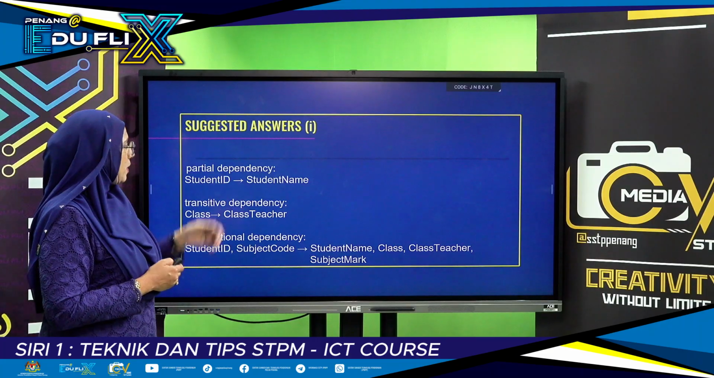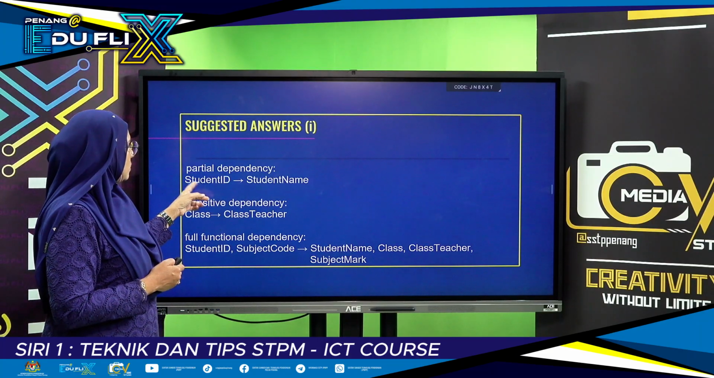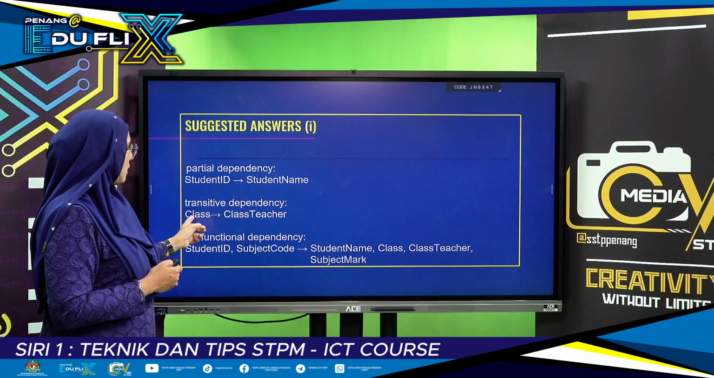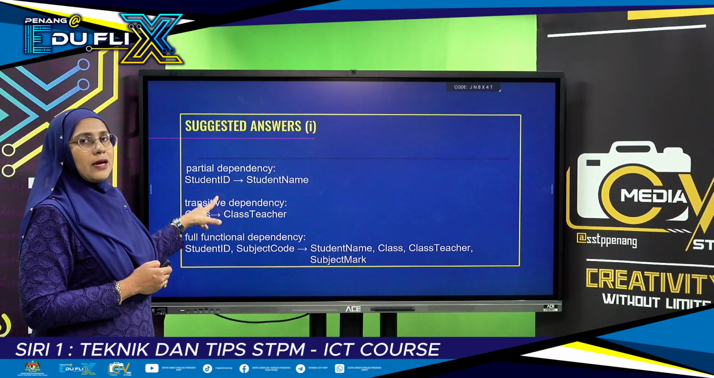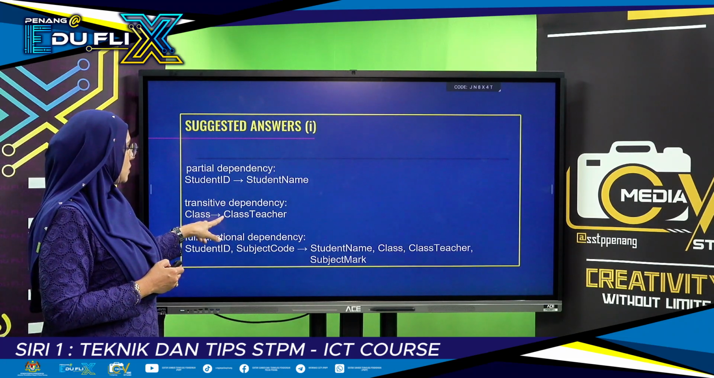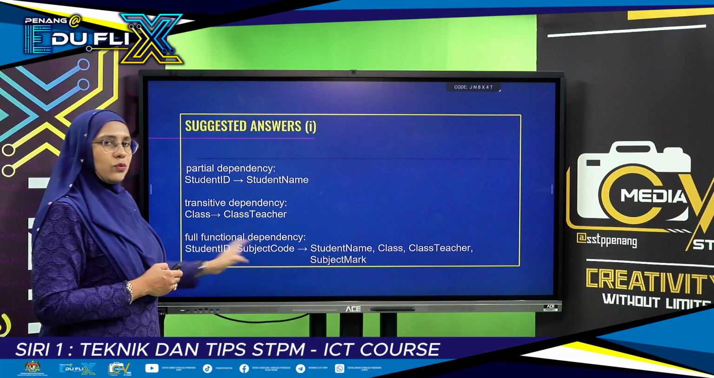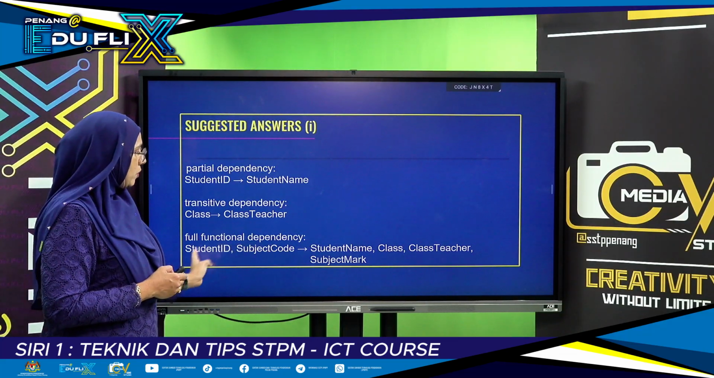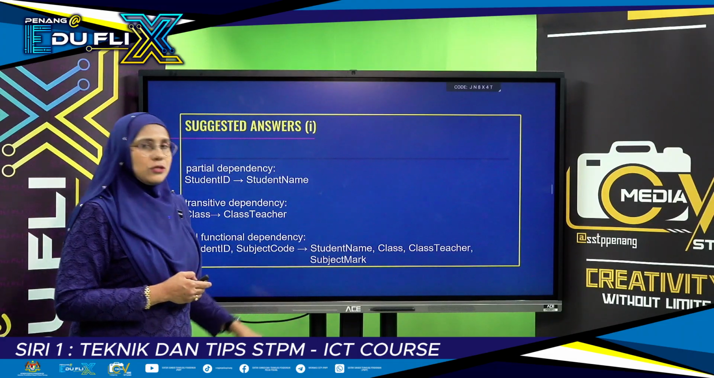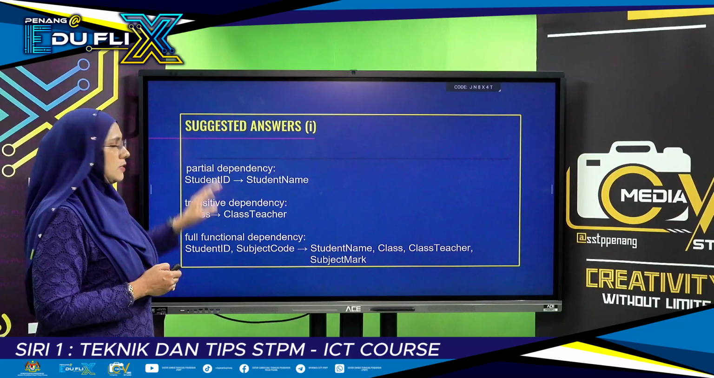So partial dependency: student ID determines student name. Transitive dependency: class determines class teacher, because both are attributes. This is the primary key. These both are attributes. And then full functional dependency, as I said just now, we have 2 primary keys. These 2 primary keys determine student name, class, class teacher, and student mark. So this is full, this is transitive, and this is partial.